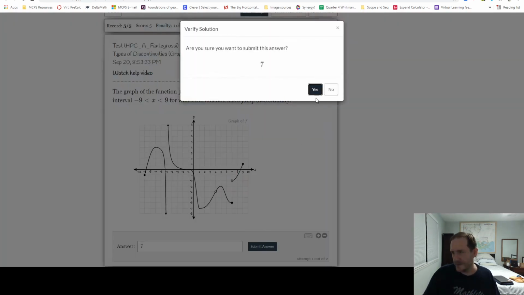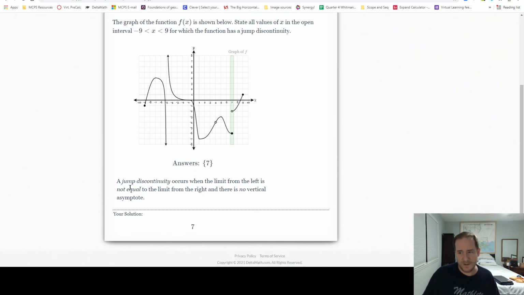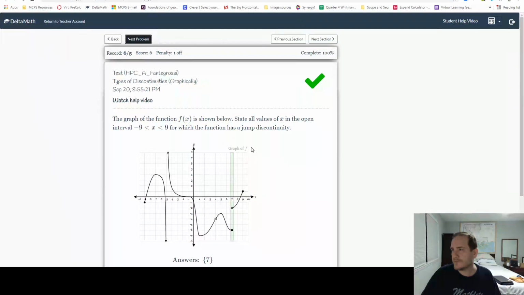Submit. Yes. Notice they didn't ask you to justify it, but also notice once you submit, they justify it for you. It says a jump discontinuity occurs when the limit from the left is not equal to the limit from the right, and there's not a vertical asymptote. Because if there was a vertical asymptote, then the discontinuity would be an infinite discontinuity. So, again, this is a well-designed question. You find the jump discontinuity, you give your answer numerically, and they do give you a bit more background info so that you can use the right vocabulary if you find yourself having to justify it to me. Next.